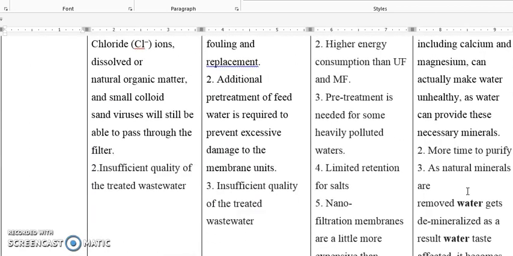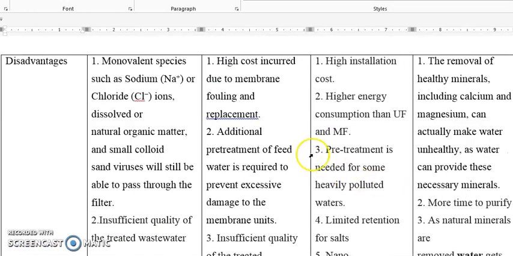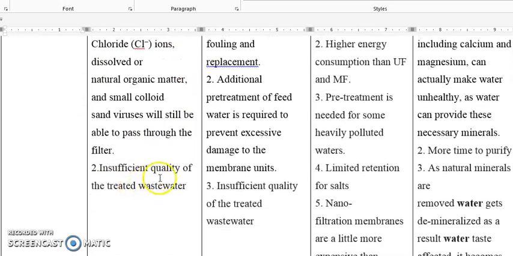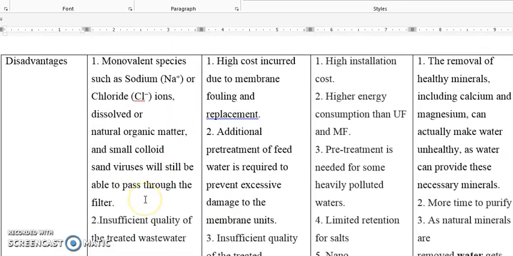Now, disadvantages of microfiltration: monovalent species like sodium, chloride, dissolved or natural organic matter, small colloids and viruses will still be able to pass through the filter, so they cannot be removed. So the quality of the water is not very good.